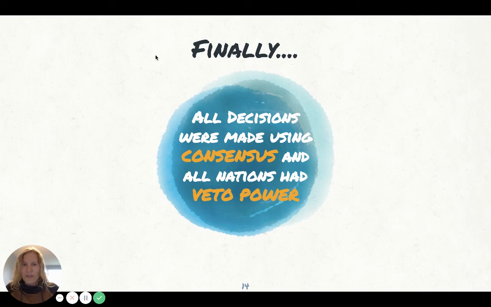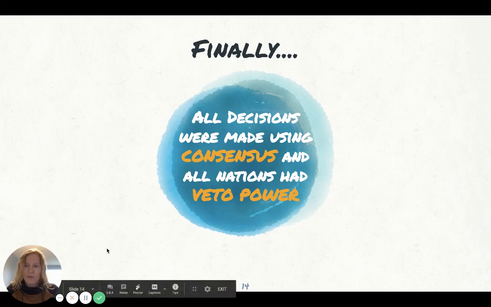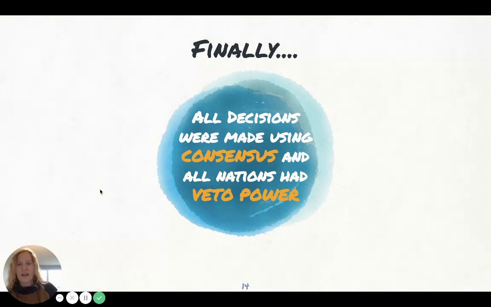So final point for this video this week is all decisions were made using consensus and all nations had veto power. So if you remember, veto power is the way to stop a decision from happening. So like I said, even if the youngers and elders agreed, but the Onondaga didn't agree, they still would not pass a decision.